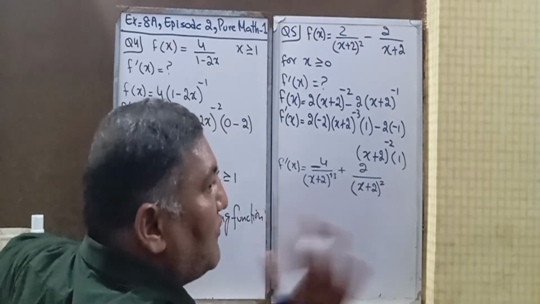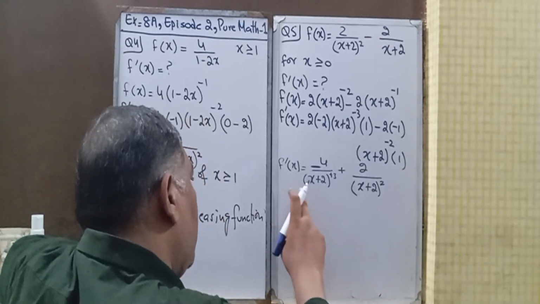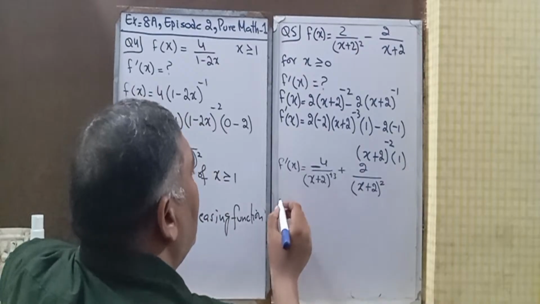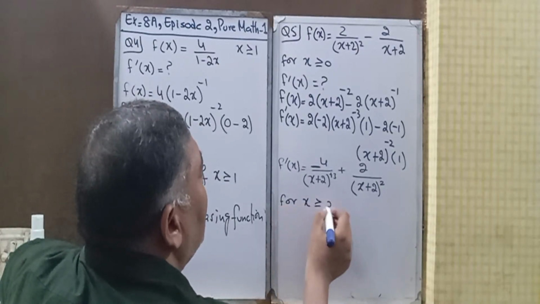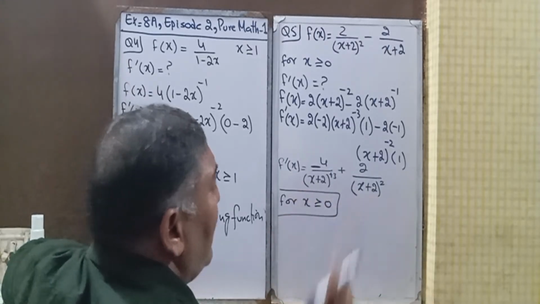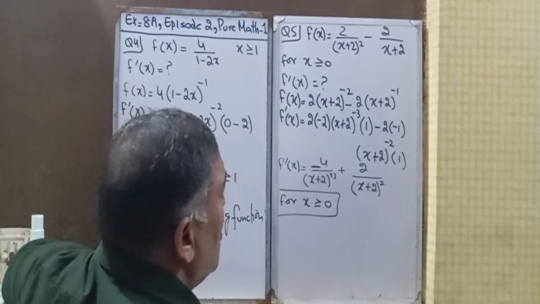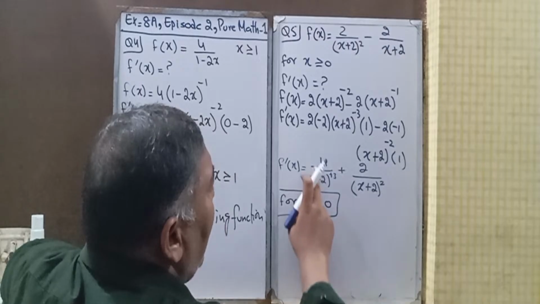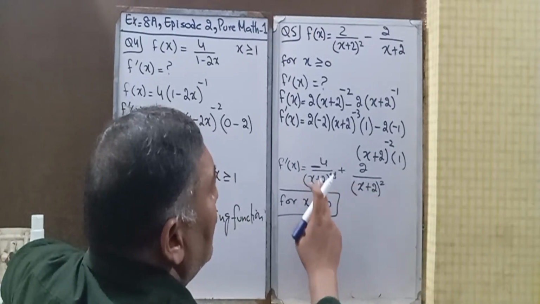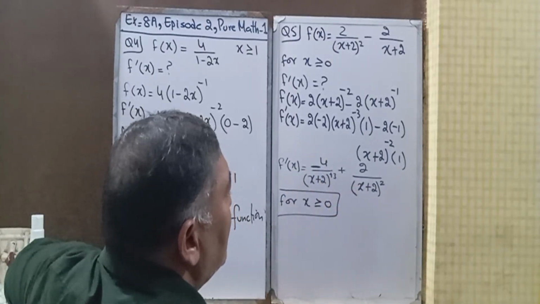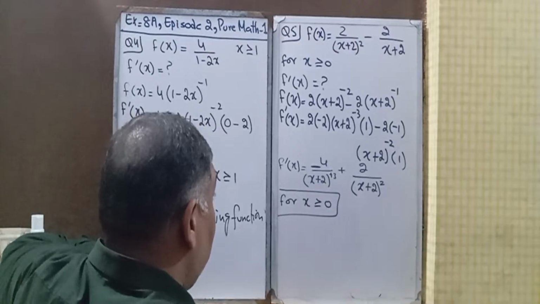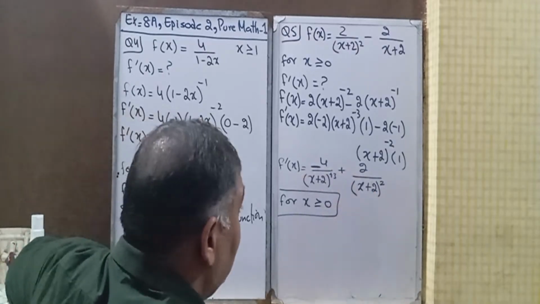You have to think very clearly. The x values you have to take are all positive, x greater than or equal to 0, as given in the question. If I put any positive value here, this will always be negative. For example, if you put 1, then this will be negative and this will be positive.